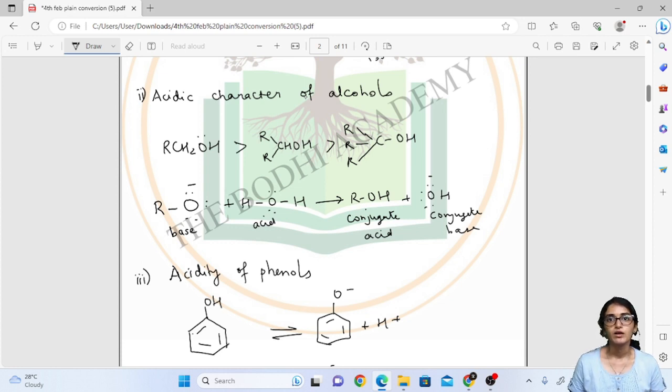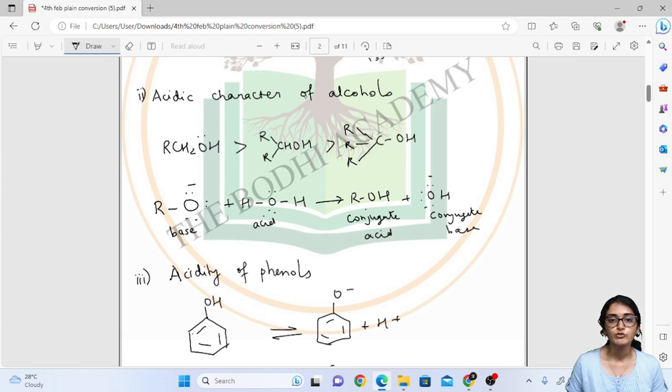Here also, since electron density is more on oxygen, the force will be more on the oxygen side and the hydrogen will not be attracted that much. Why? Because the electron density is more on oxygen. So as compared to the others, in the primary the attraction will be stronger.